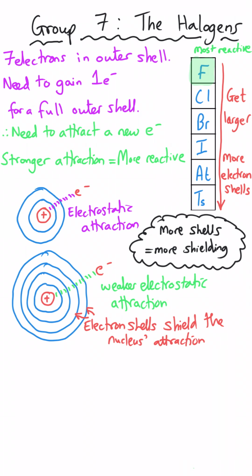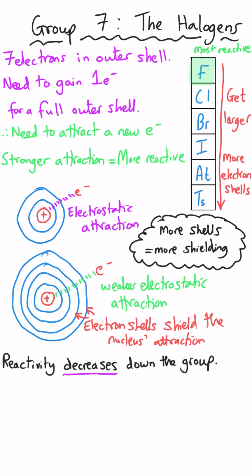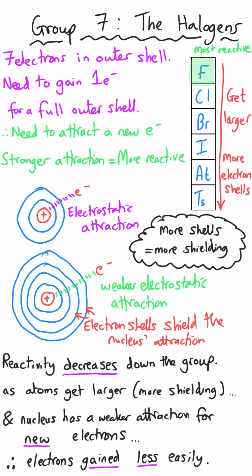Potentially, this could be a 3-mark question, and you would need to say the reactivity decreases down the group because electrons are gained less easily because there is a weaker electrostatic attraction from the nucleus for the additional electron, and that comes down to the increasing size of the atom as we go down the group.